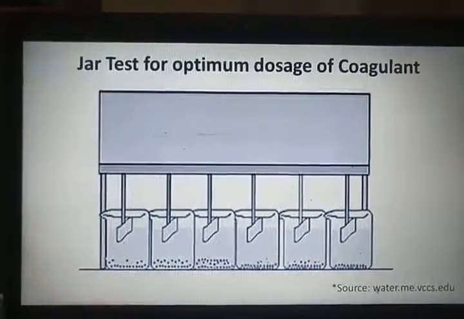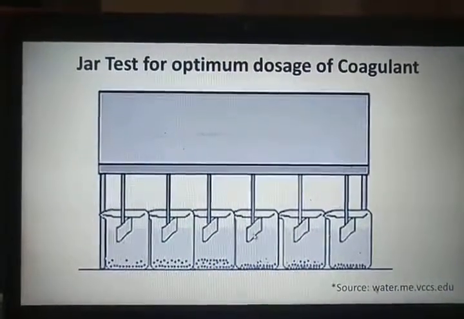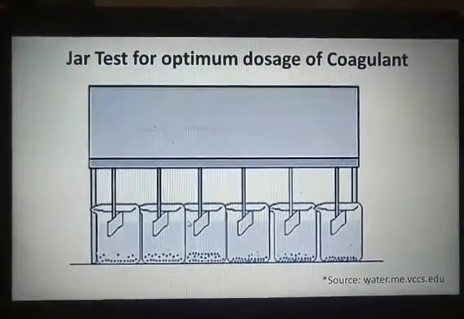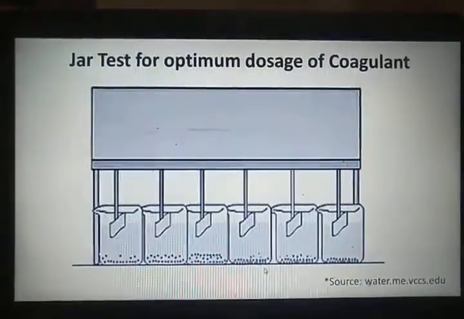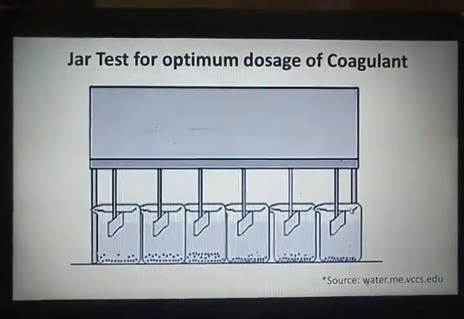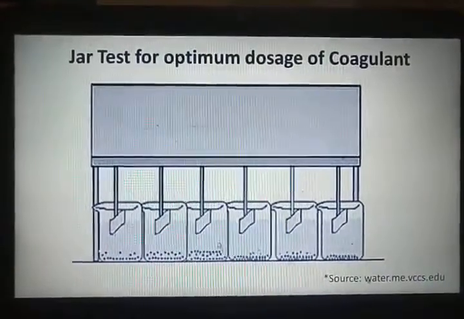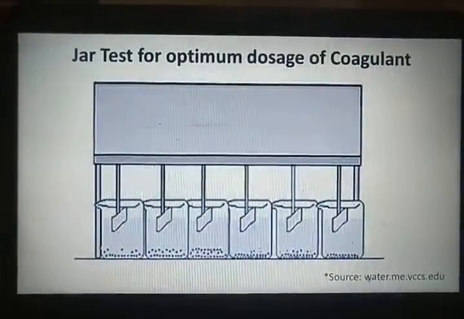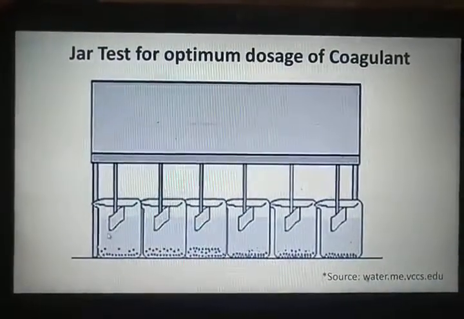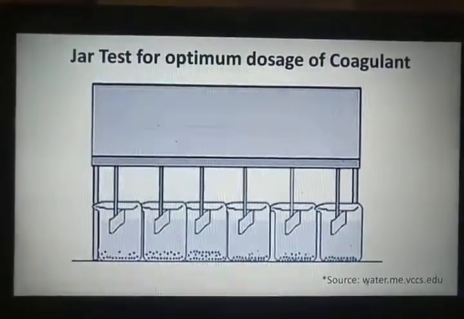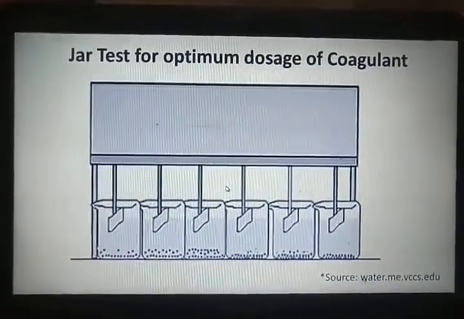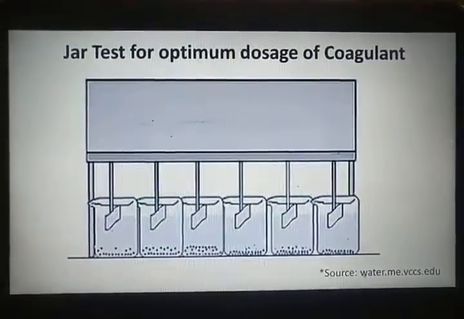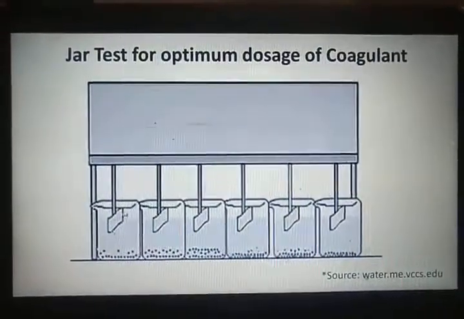Each jar is added with varying dosages of the coagulant, say 2 milligram, 4 milligram, 6 milligram, 8 milligram, 10 milligram, and 12 milligram, or depending upon the type of impurities and turbidity of the water, we decide the dosage of the coagulant, and we'll start the motor. Initially for a period of 2 to 3 minutes we'll do a faster mixing by using this paddle.